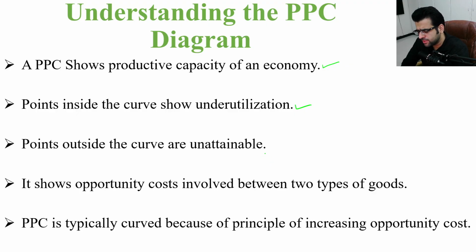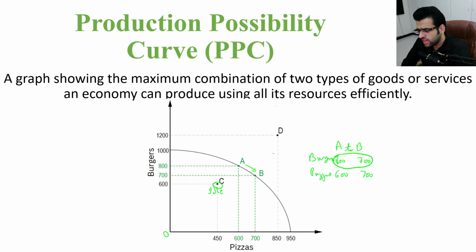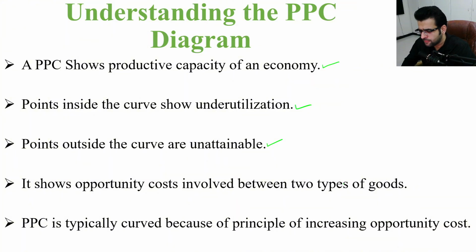Points outside the PPC curve are unattainable or unachievable. They can only be attained through trade, but we'll get to that in the final chapters. Here you see this point D. This point is unattainable. Why? Because given our maximum resources, we could only be producing on the curve and not outside it. So that point is unachievable.